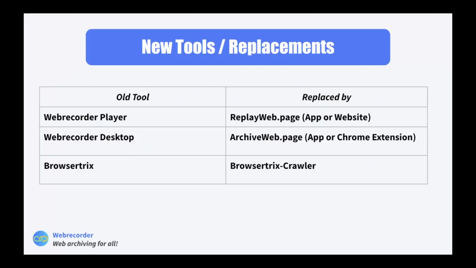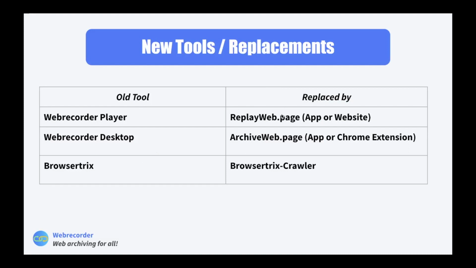There have recently been some new tools that we've released, and they're updates to older tools, and I just wanted to cover that briefly. Previously we had Webrecorder Player, and the new replacement for Webrecorder Player is the Replayweb.page system, which is both a website and a desktop app. If you're currently using Webrecorder Player, you should switch to the new Replayweb.page app, which is available for download from GitHub.